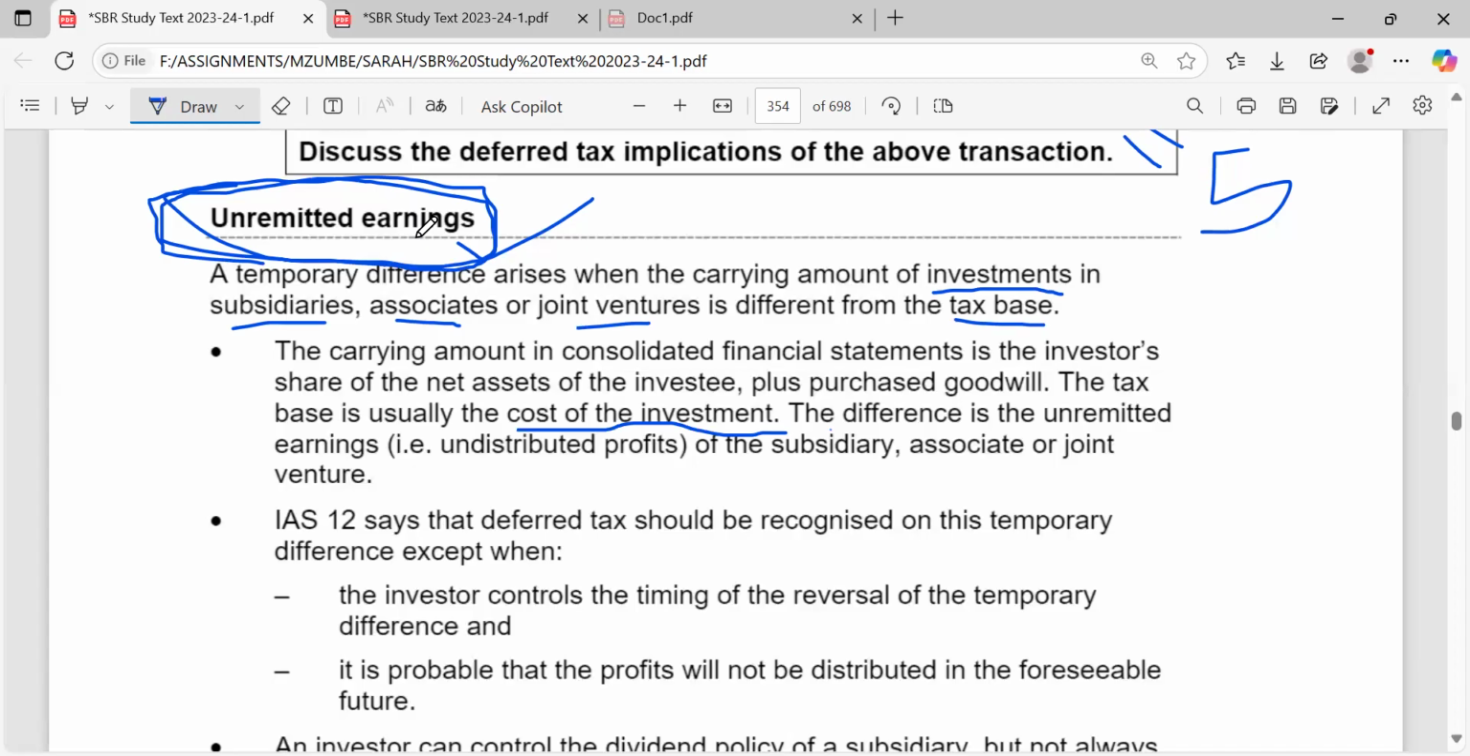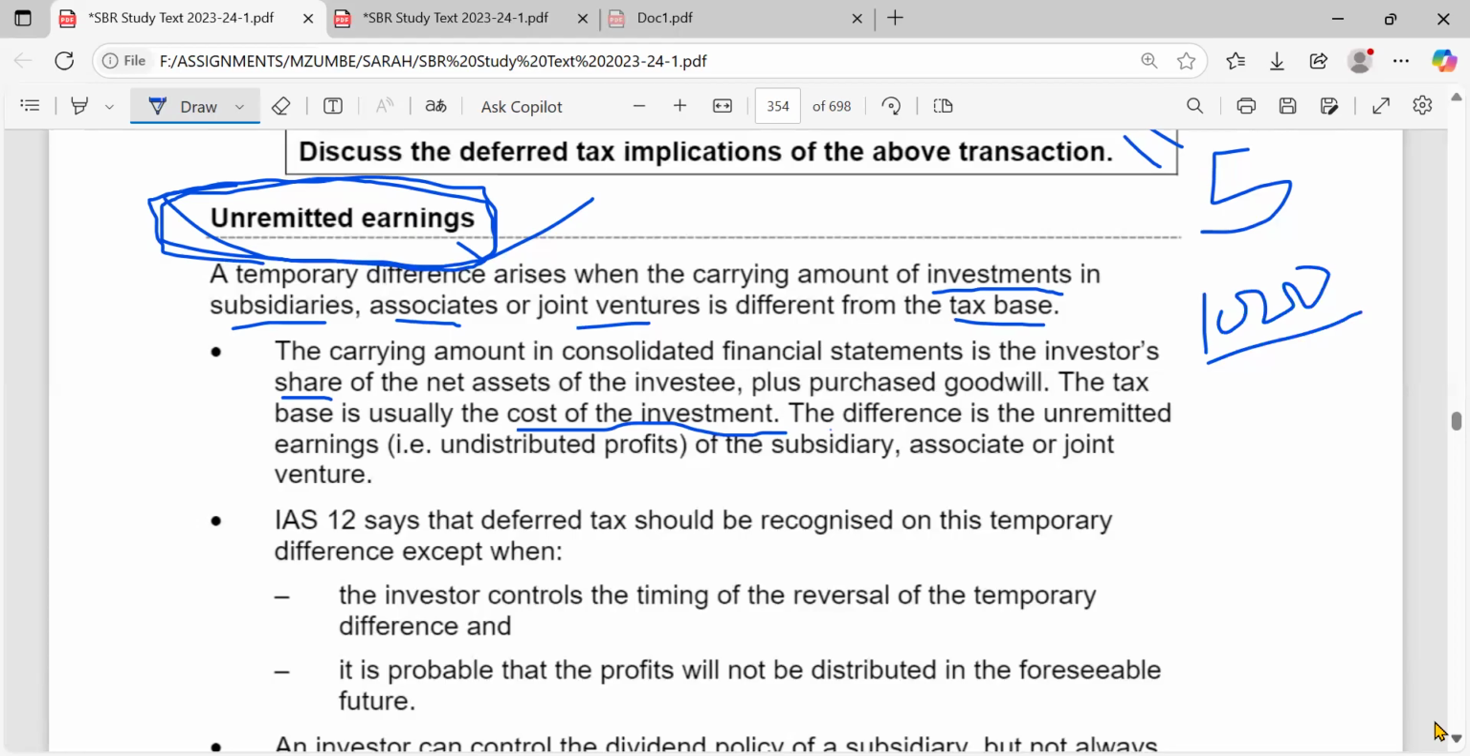So you say that, okay, I invested 80% maybe by paying $1,000. I have it here. This one will be the cost of the investment. But to get the carrying amount in the consolidated financial statements now, you would go on and take the share of the net assets, which is share of equity. It will be given, of course, in percentage, plus purchased goodwill, and then you get the difference, right? Which you call unremitted earnings or undistributed profit of the subsidiary or associate.